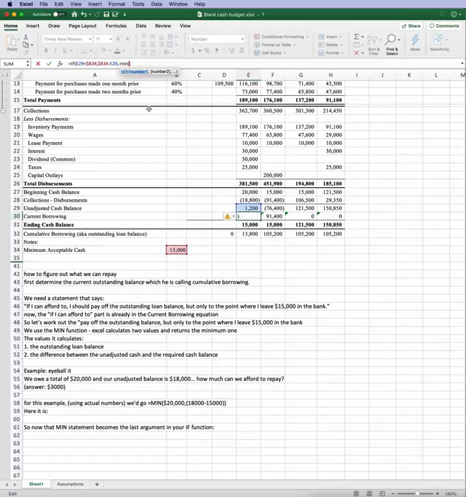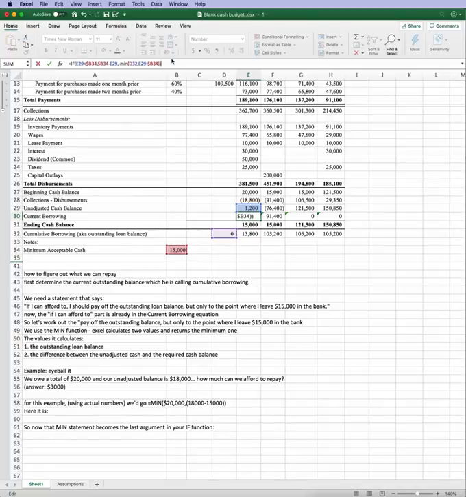Okay, so the first thing we're looking at is the minimum between the outstanding loan balance. In this case, we're in column E. Our outstanding loan balance for last month was 0 down here. And then we want the difference between the unadjusted cash balance and the minimum acceptable cash, expressed as an absolute cell reference. I am always nervous about whether I've got these in the right order. Let's just give it a try. We're going to close that parenthesis and see whether it works.